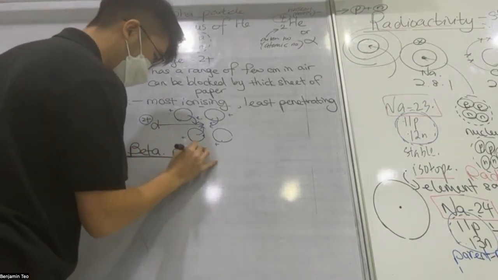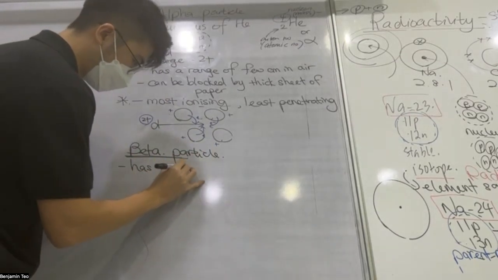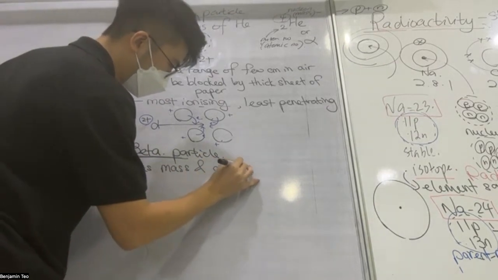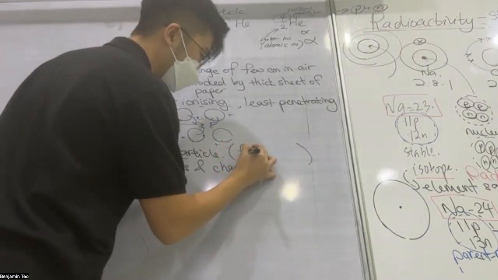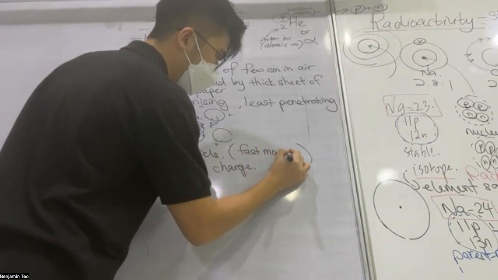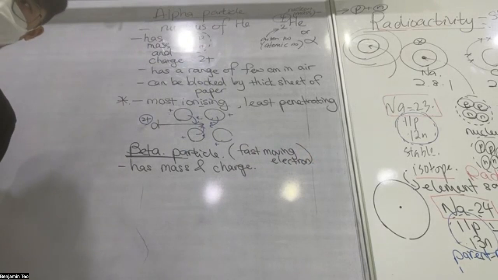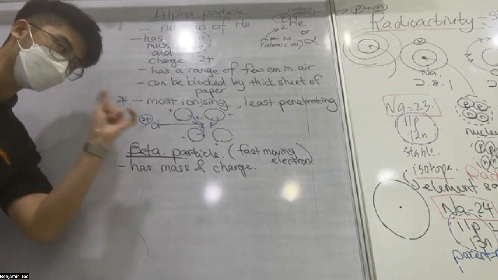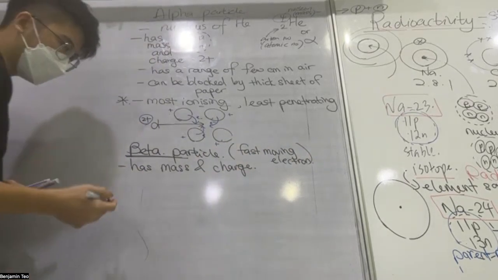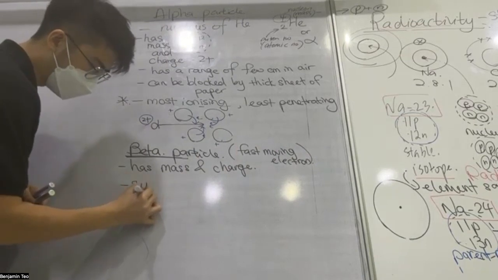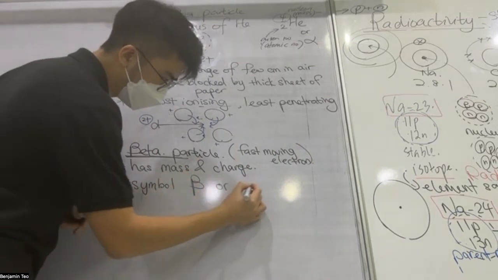Beta is also a particle, so it also has mass and charge. A beta particle is a fast-moving electron. So basically, it is an electron. If it is an electron, then the symbol is the same as the electron symbol, which is either beta or e.